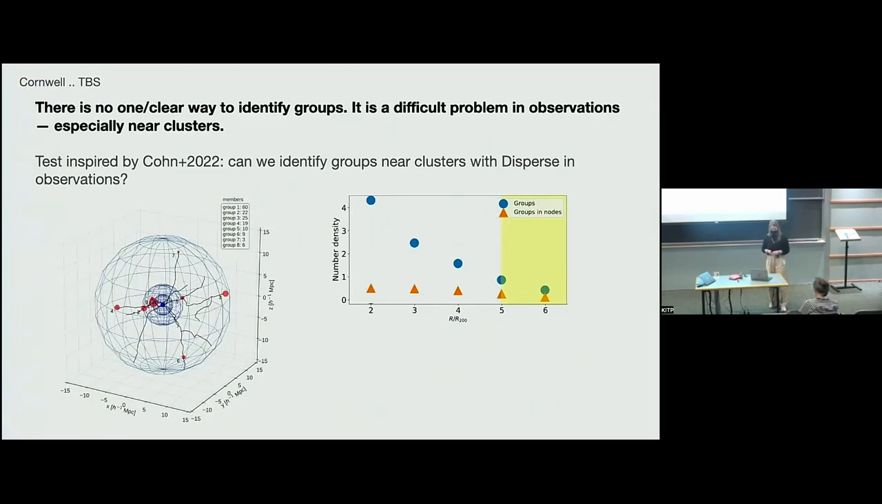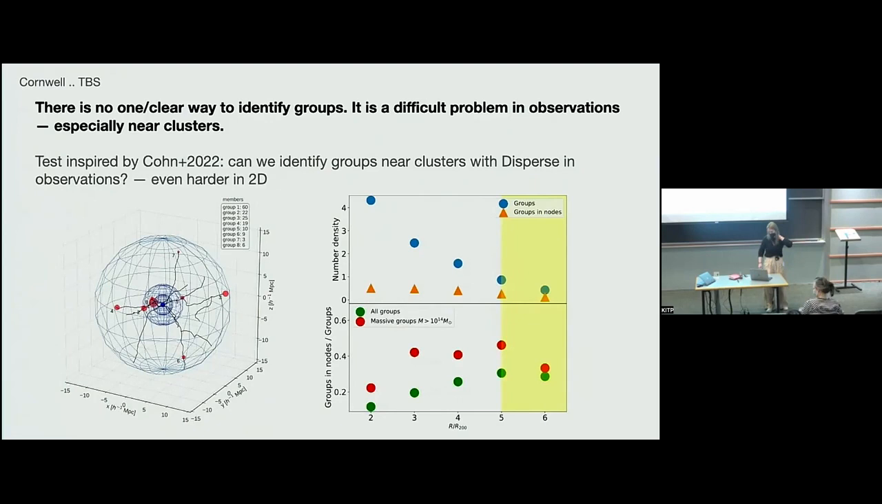So inspired by this paper by Joanne Cohn, we asked whether the nodes in DisPerSE are identical to groups near clusters. So these are all groups that are true groups in the simulations. Then we ran DisPerSE and saw if the nodes overlap with the groups as a group finder near clusters. And it turns out that as you go closer and closer to the cluster, there is no match between true simulated groups and the nodes in DisPerSE. DisPerSE just wants to funnel to the main halo in the center and does not find the groups. This gets better for massive galaxies, but it gets a lot worse if you do it in 2D in observations. So unfortunately, close to a cluster, the DisPerSE nodes do not overlap with the groups.